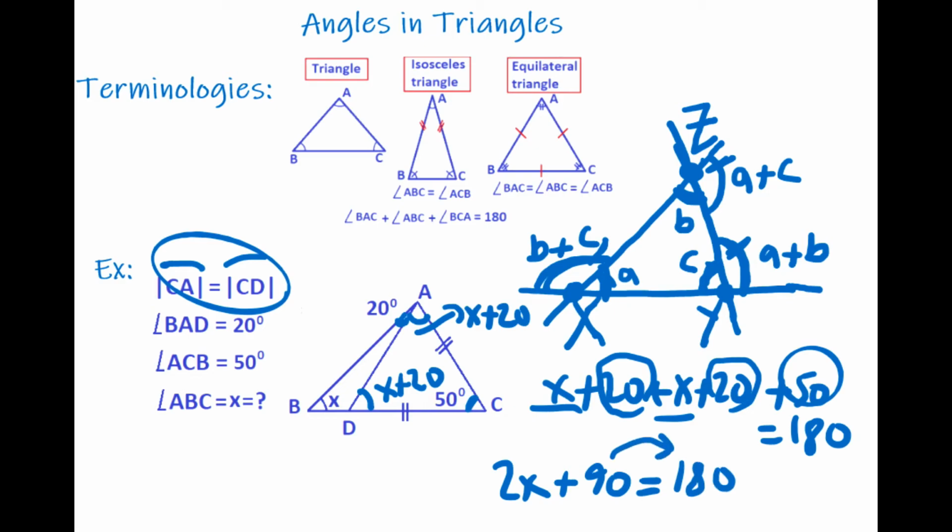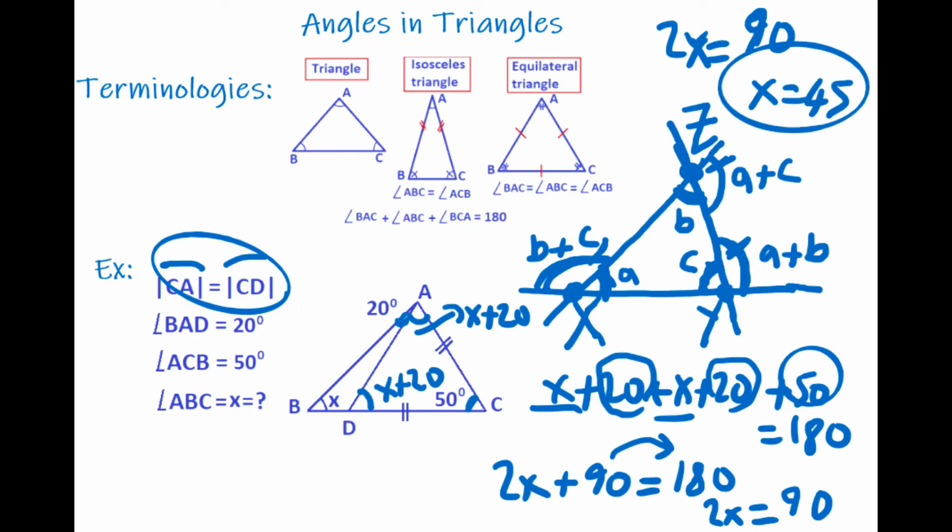And just send this 90 to the right. So we're going to have 2x is 180 minus 90. We're going to have 90 left over. So if 2x is 90, then x is 45, guys. So the result is 45 in this case. And let's continue with the next question.